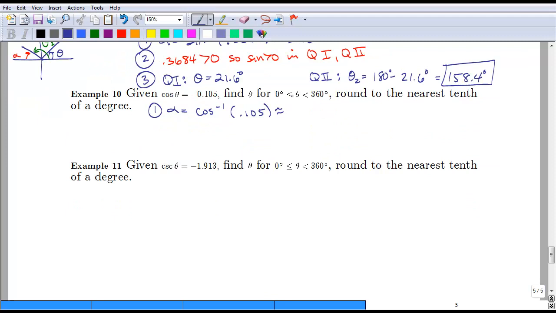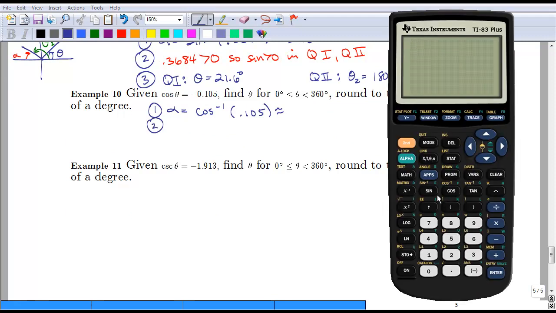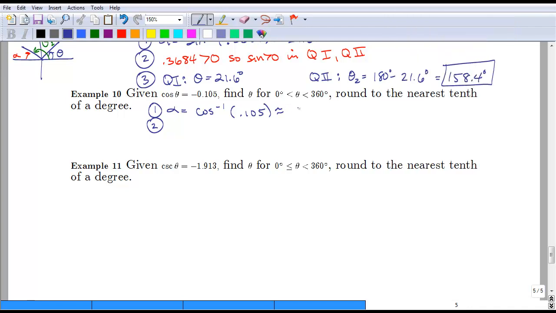Then we come out with an angle of approximately, so we plug that in, we take cosine inverse of 0.105, and we end up with approximately 84. I'm going to write the 2 decimal places though, even though it says to the 10th. We end up with 83.97 degrees.